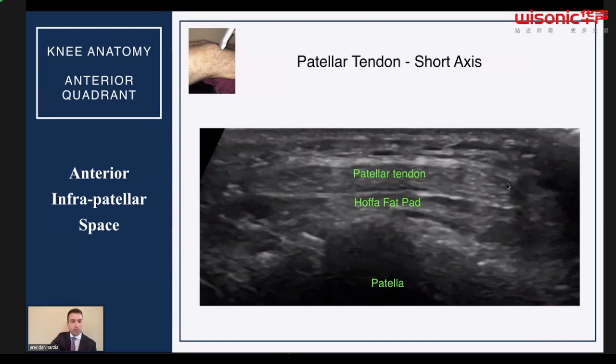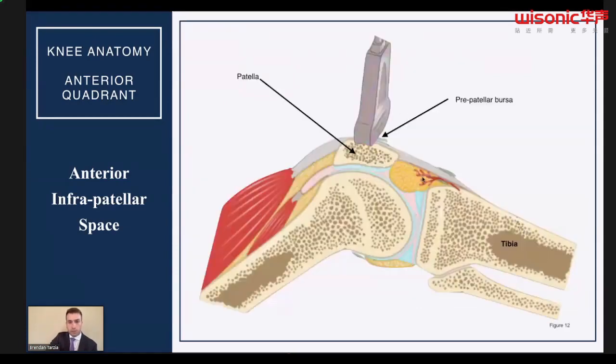So you can see other abnormalities on this view that you're not going to see on just that other sagittal view or that long axis view. And then one last thing, and this isn't really going to be infrapatellar. This is just going to be to look at the patella itself, or this prepatellar bursa.